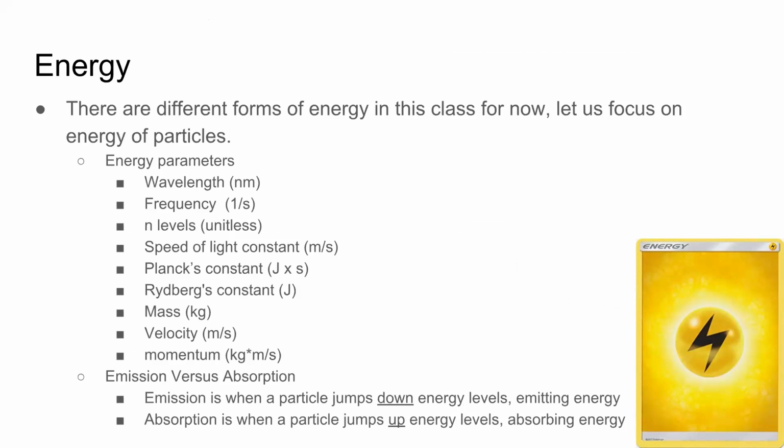Now let's look at energy. There are different types of energies, but the main focus here is knowing what your energy parameters are, what can change with energy, and also the difference between emission and absorption. When energy is emitted, the particle jumps down energy levels, so it's releasing energy. In that case, it would be negative. Absorption is when particles jump up energy levels, so they're absorbing energy. So it becomes positive. And here are all the parameters for each of them.